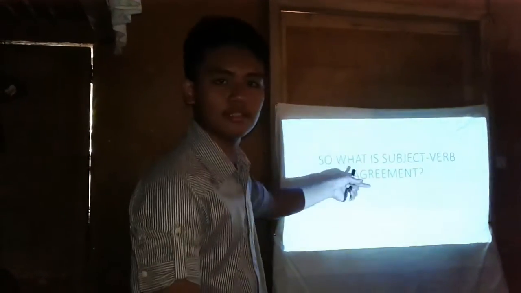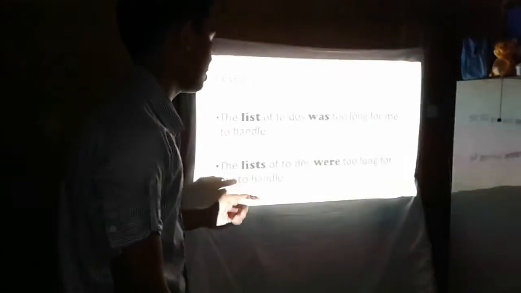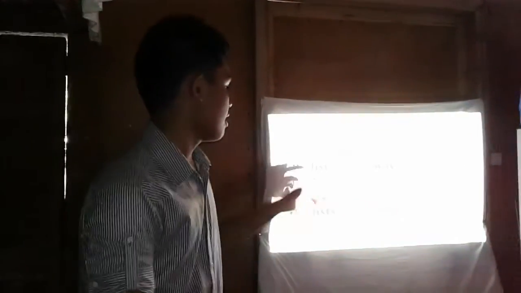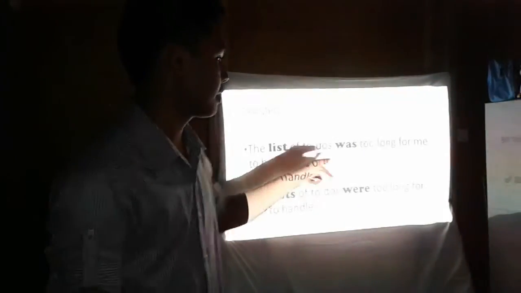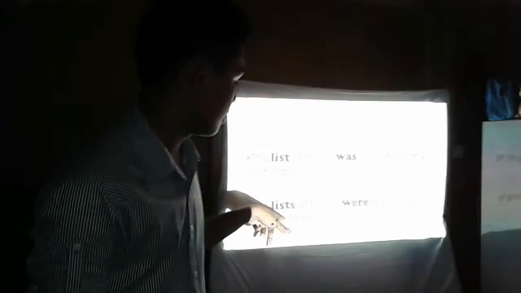So we proceed to rule number one. Rule number one, verb number agreement. For example, the list of to-dos was too long for me to handle. The lists of to-dos were too long for me to handle. Remember that a singular subject takes a singular verb and a plural subject takes a plural verb. The list here is a singular subject and corresponds to a singular verb. And also, the lists here is a plural subject, and so is the plural verb were.